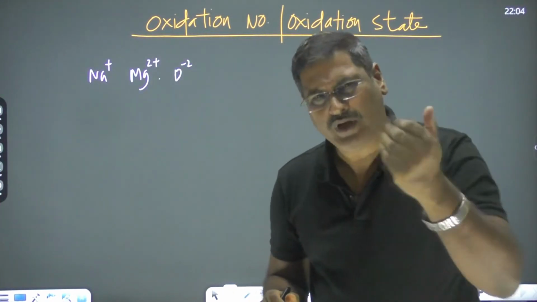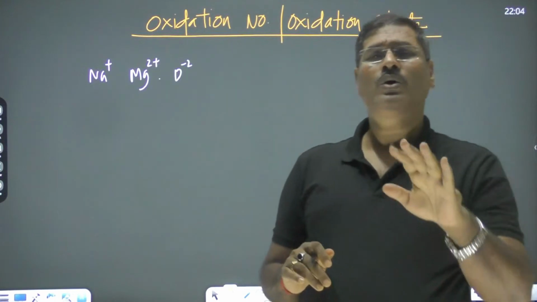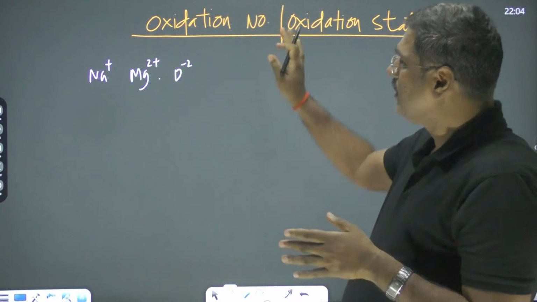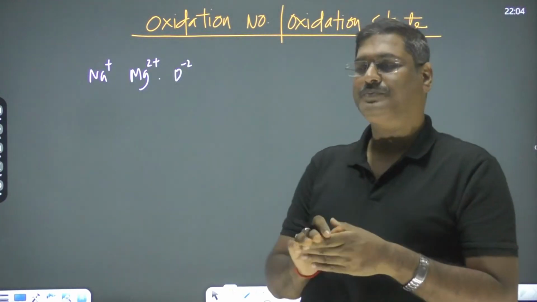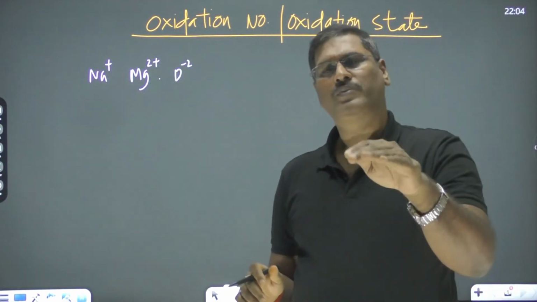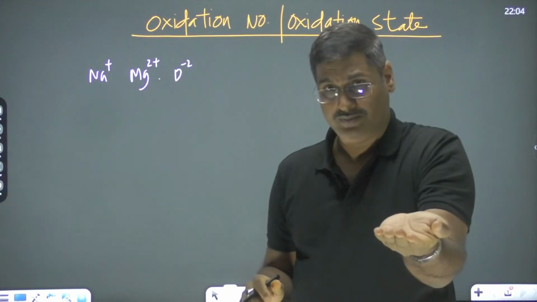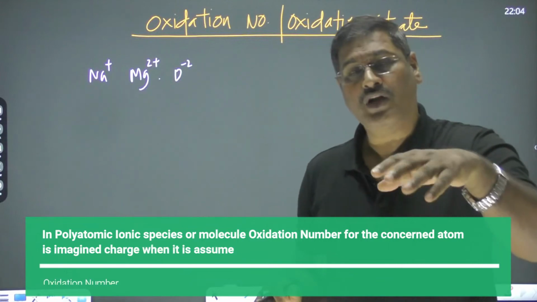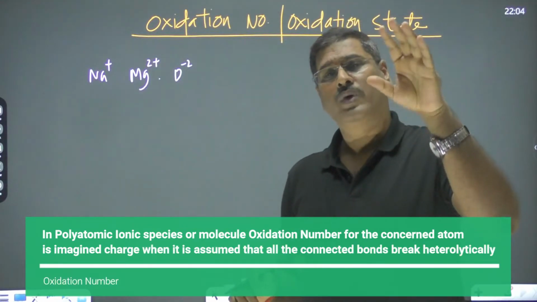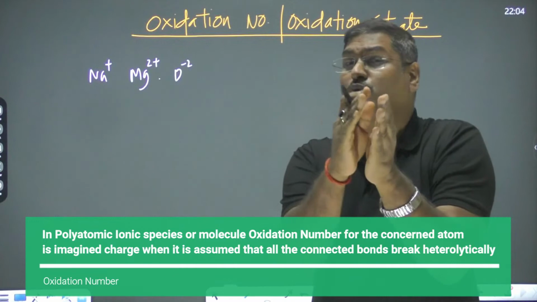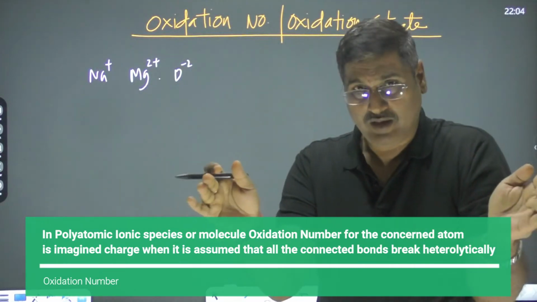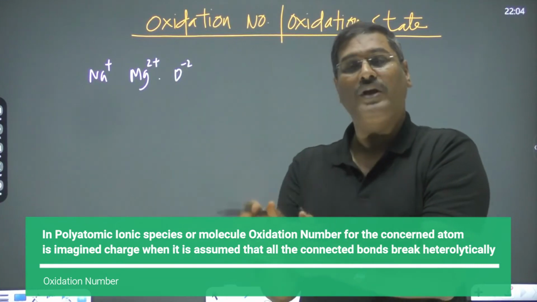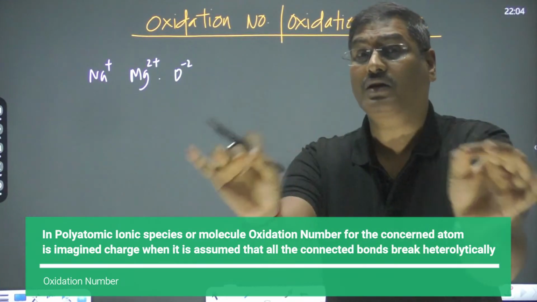For polyatomic ionic species or a polyatomic molecule, oxidation number is the assumed charge in the condition of heterolytic cleavage. It means the charge is assumed when there is a heterolytic cleavage.